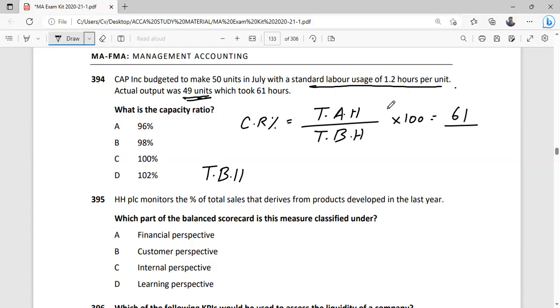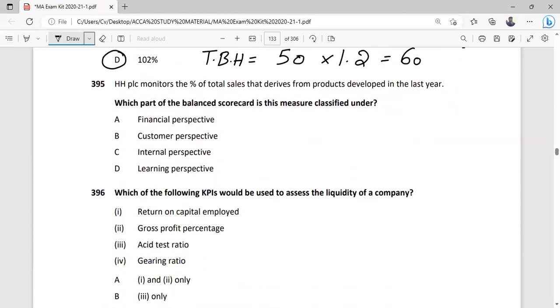So to calculate total budgeted hours, we will multiply budgeted units with the budgeted hours per unit. So our hours are 60. 61 divided by 60 into 100. It is almost 102%. This is the answer. Any question? Okay.